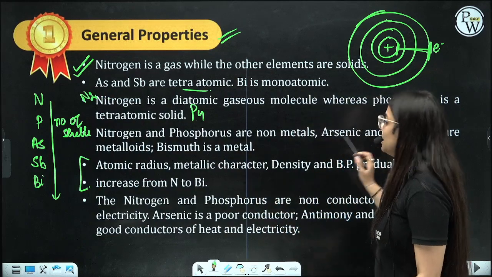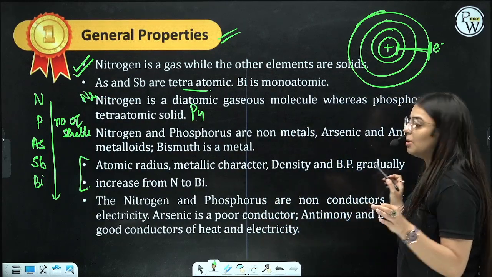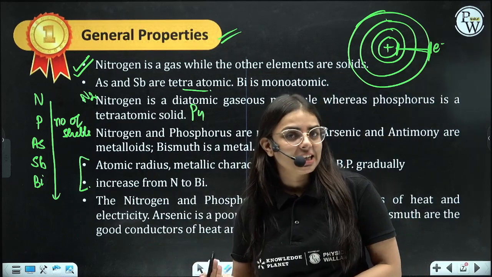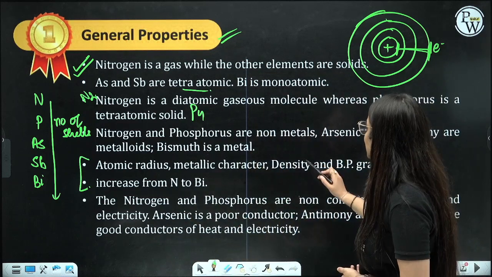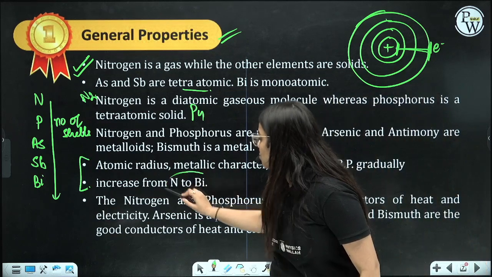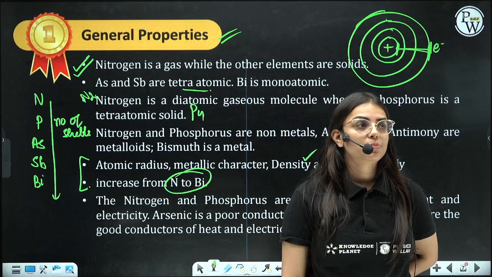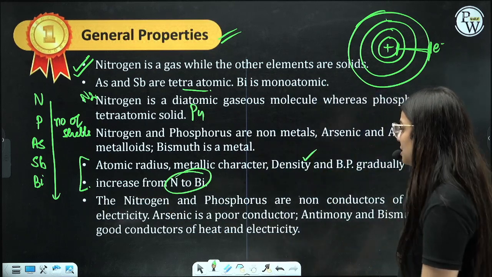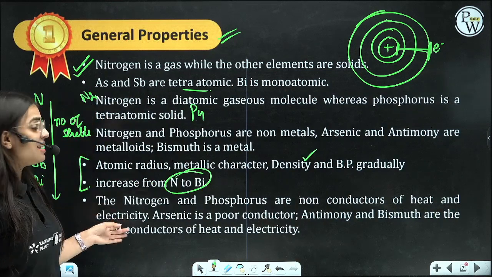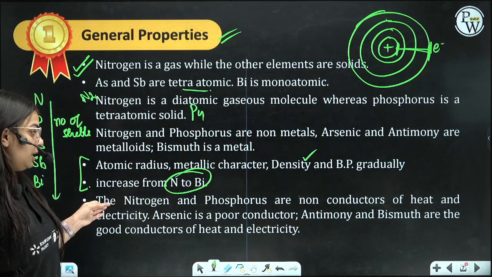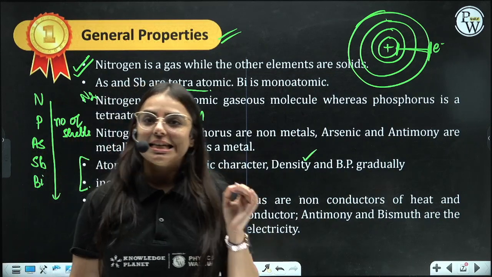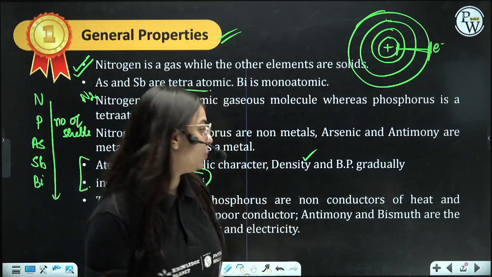Atomic radii, metallic character. Metallic character, I only just told you, is increasing. Non-metallic character is decreasing, right? And then density and boiling point gradually increase from nitrogen to bismuth. Clear, everyone? Easy part. Nitrogen and phosphorus are non-conductors of heat and electricity. Arsenic is a poor conductor of heat and electricity, while antimony and bismuth are good conductors of heat and electricity. Clear, everyone? Okay, that's great.